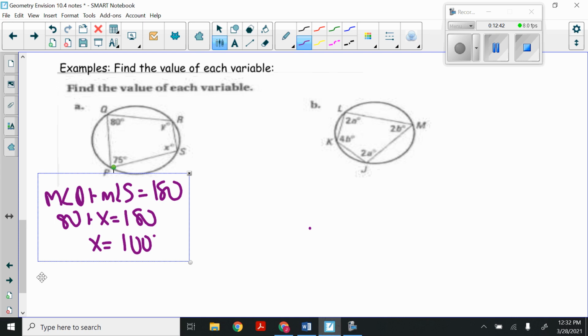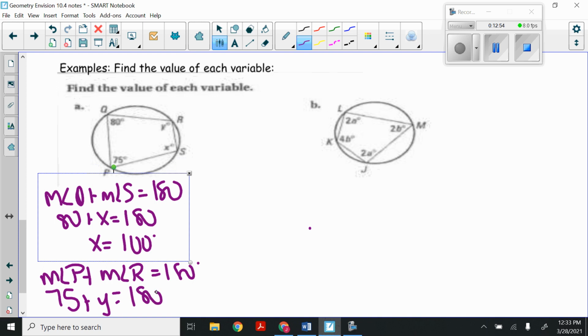But then I also know that the measure of angle P plus the measure of angle R has to equal 180 degrees. Angle P in the picture is 75. Angle R is called Y. So 75 plus Y equals 180. So Y is 105 degrees.